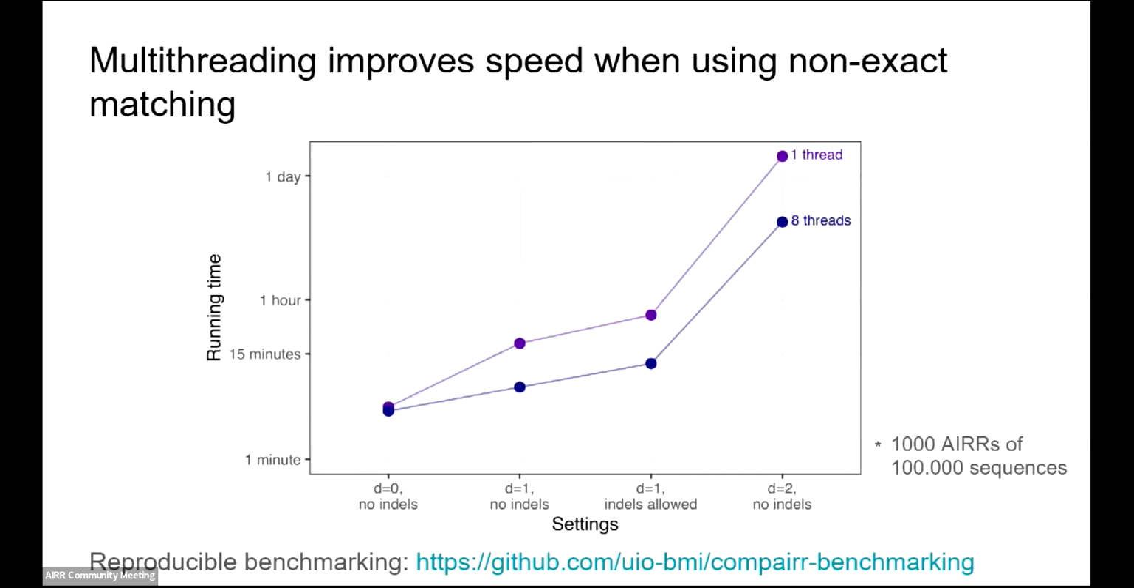In the previous two figures, I only showed the results for exact sequence matching. As I said, CompAIRR can also do non-exact sequence matching, which is a bit more computationally expensive because there are a lot more different matches that need to be looked up. But there we can see that the multi-threading option provides some benefit in reducing the running time. And for all of the figures that I've shown here, the raw data and scripts for reproducing the benchmarking can be found on GitHub, which is also linked from our preprint.